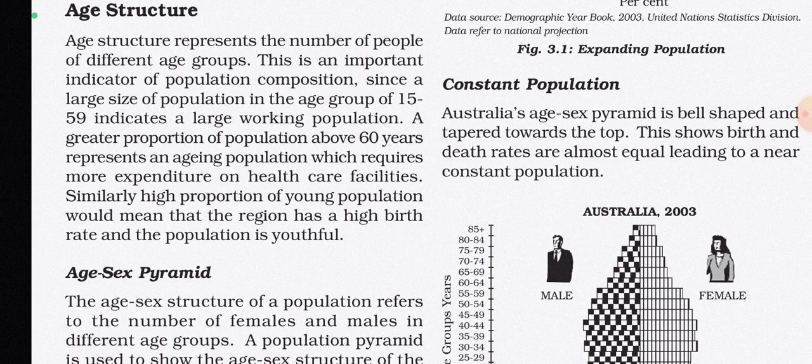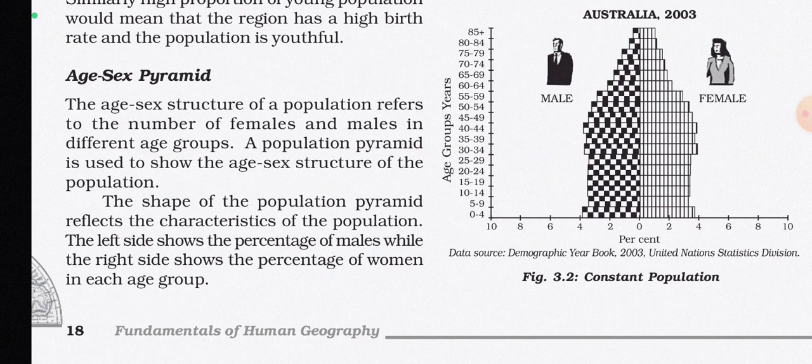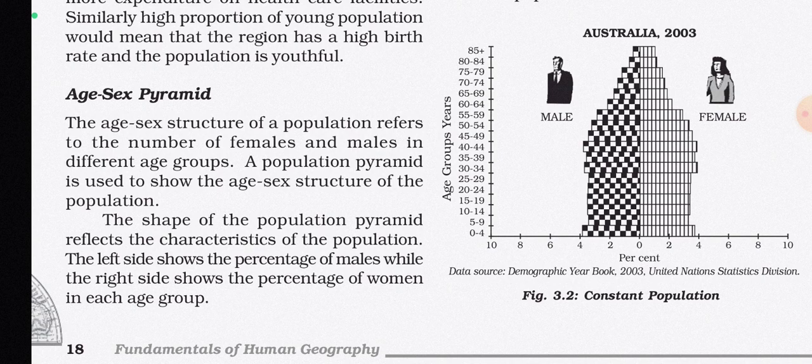Age-sex pyramid. The age-sex structure of a population refers to the number of females and males in different age groups. A population pyramid is used to show the age-sex structure of the population. The shape of the population pyramid reflects the characteristics of the population. The left side shows the percentage of male, while the right side shows the percentage of women in each age group. Okay, so right side shows the male and left side shows the female.